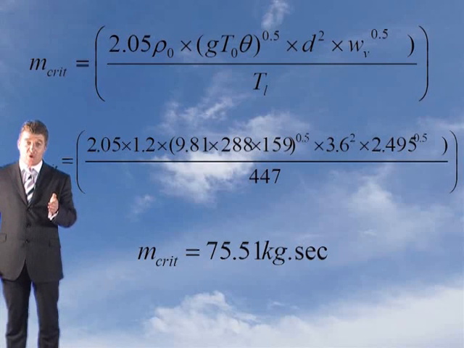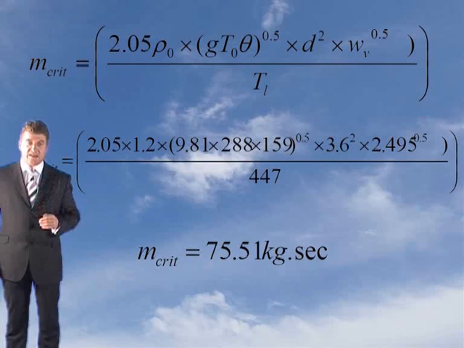That's a lot of smoke that it can extract before plug holing, based on the parameters you've inserted. 75.5. Now we need to ensure that the smoke flow does not exceed this. Well, we know the mass flow rate to be extracted earlier was 33.1, and we've got 3 ventilators. Therefore, the maximum flow in each ventilator is 11.03 kilograms a second, which is well below the mcrit. So in this case, we're confident plug holing is not going to occur. Now that completes this step.